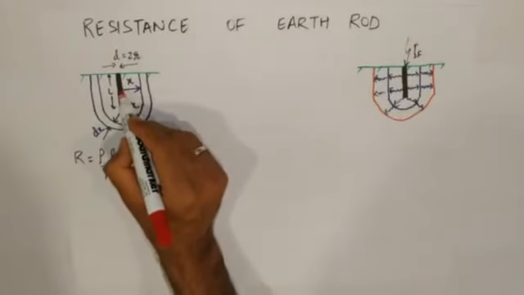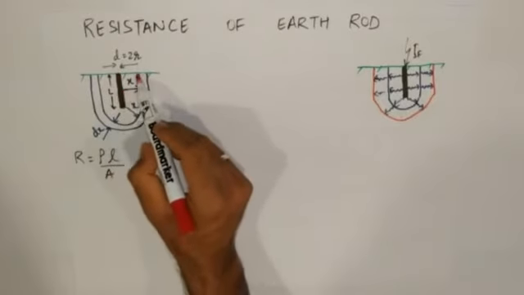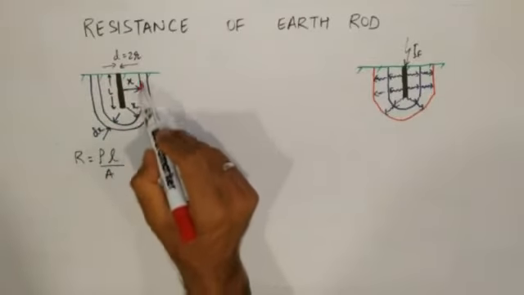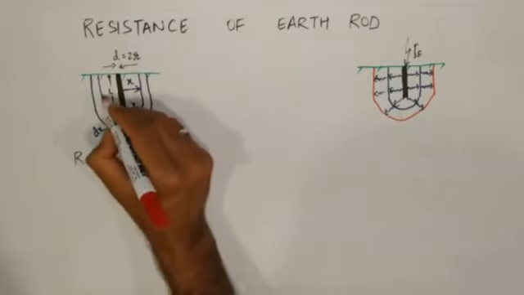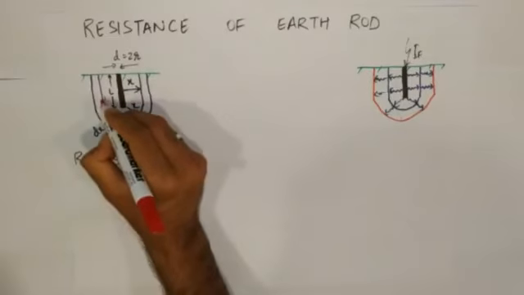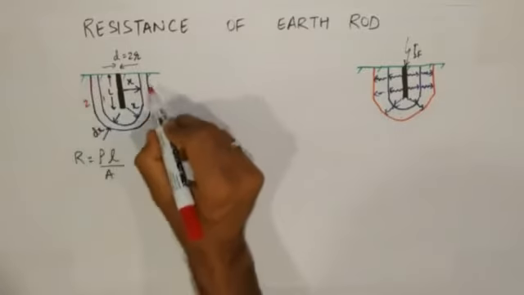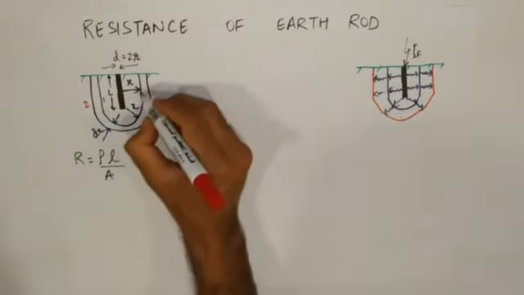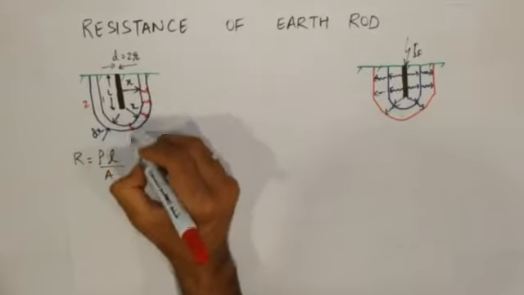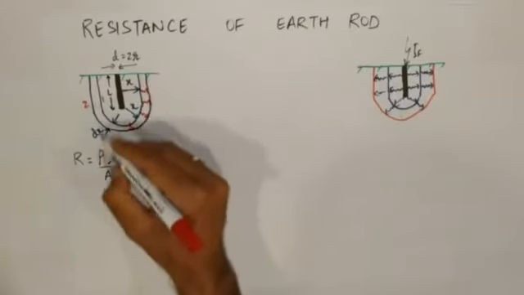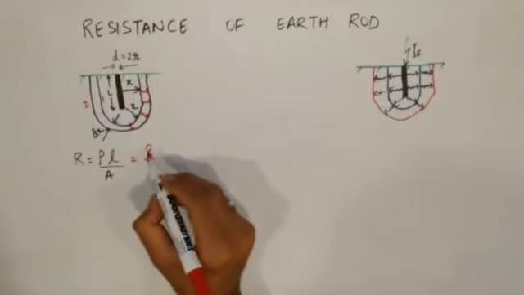So suppose as the current leaves, at a distance x from the center point, there is a hemispherical plus a cylindrical shape equipotential surface, and again at a distance dx from this point, which is very small, nearly equal to 0, there is another equipotential surface, and the current is moving inside from 1 to 2. So you see the current is going in the soil, so the resistivity here will be of soil, not of the material. Very important point to note.